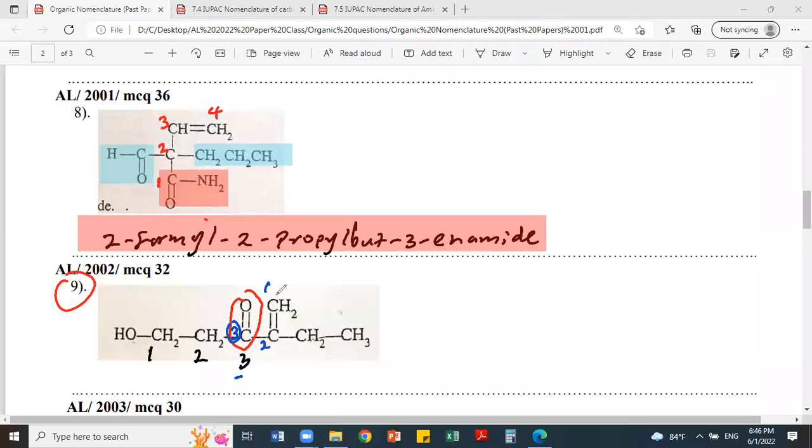So which side is better? You can see the double bond gets the lowest number, the blue one, right? Therefore, first we have to give the lowest number to the functional group, then we consider the double bond for the lowest number, not the substituent group.